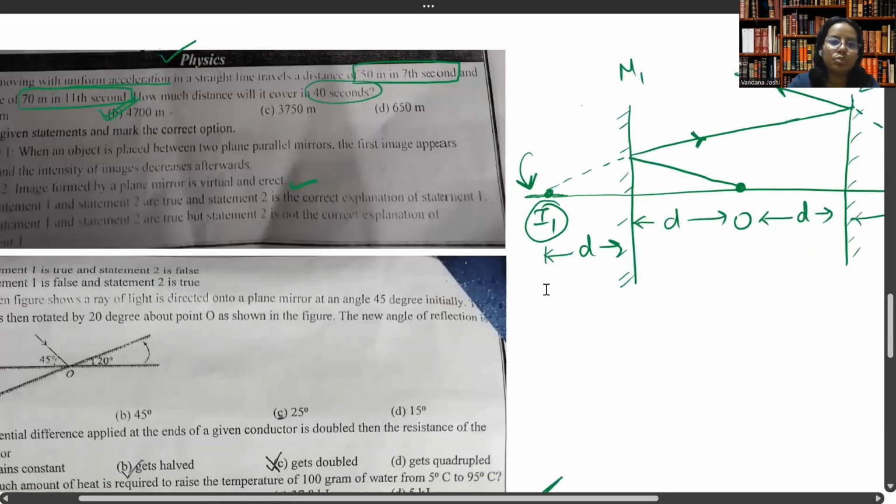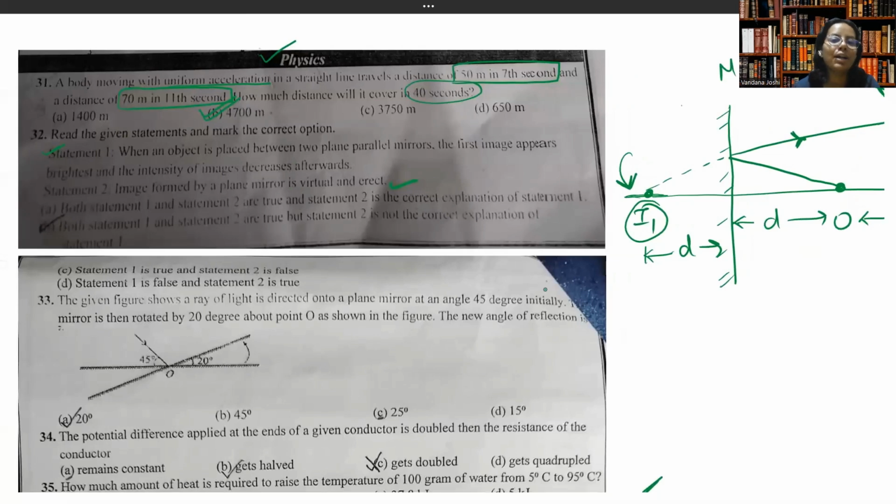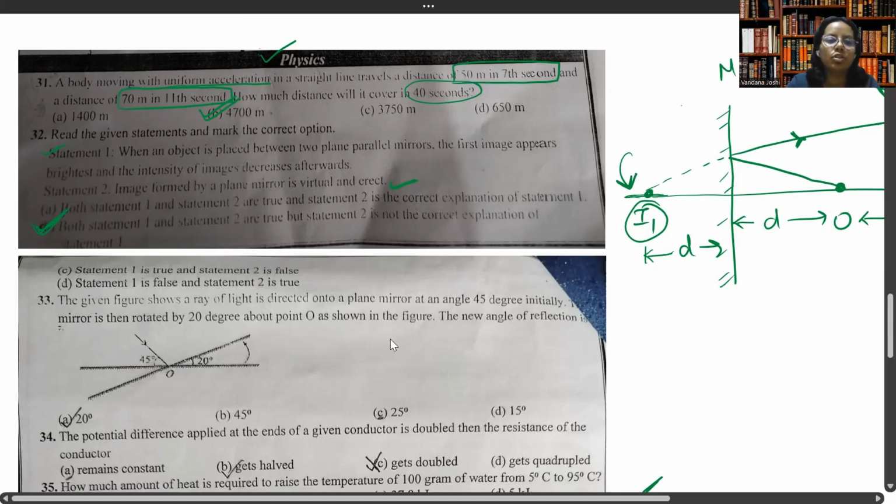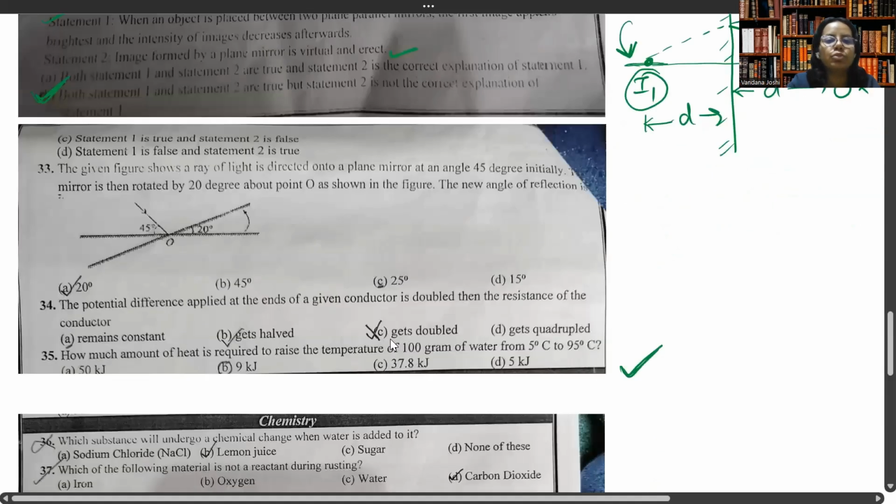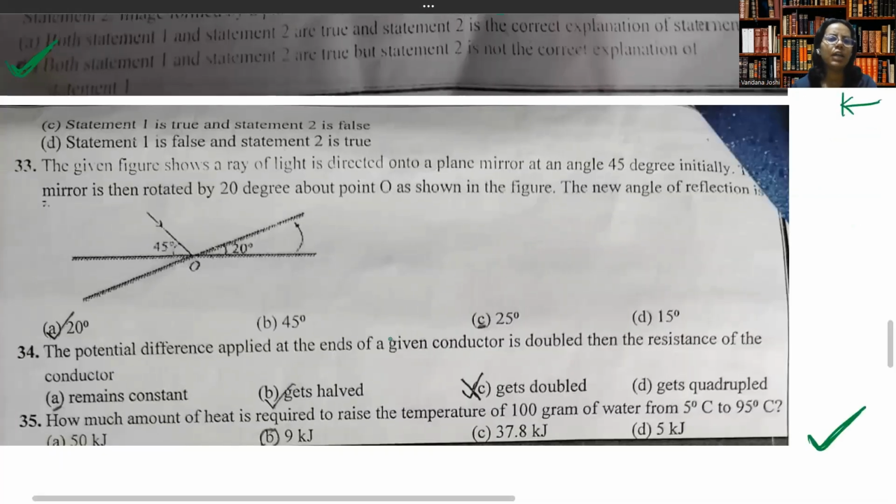So statement 1 is true, statement 2 is true, but they are not the explanation of each other. So you'll say that both are true, but 2 is not the correct explanation of 1. Let's move forward.